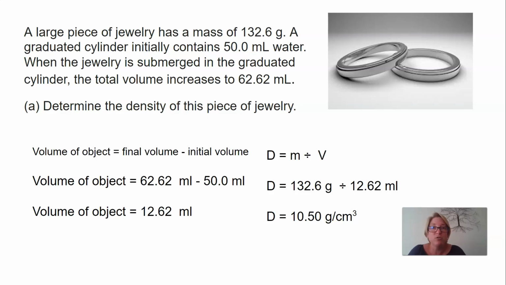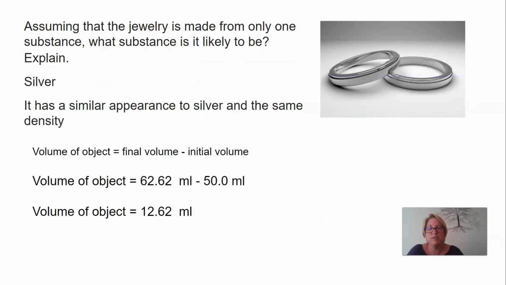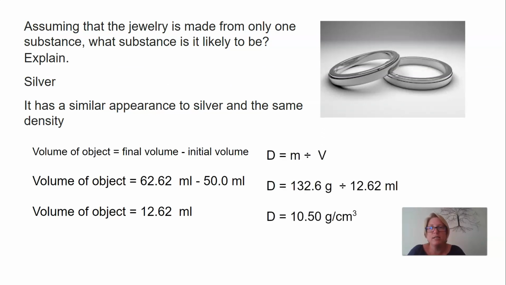Now, if you go back to your density tables, you will see that the object is most likely to be silver. It has a similar appearance to silver. It also has the same density. So it's possible that the jewelry that we had was silver.